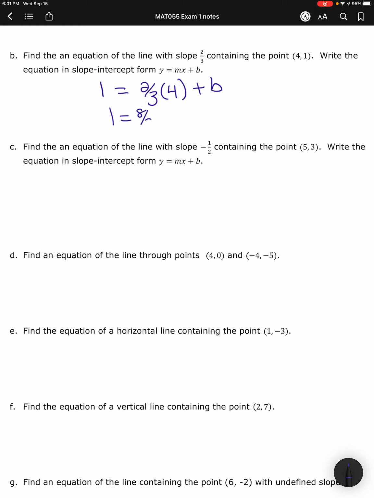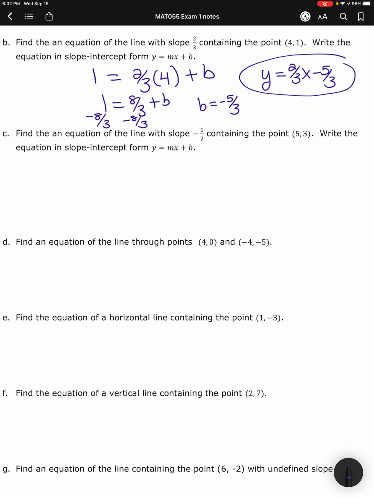So this is 1 equals 8/3 plus b, and I'll use my calculator to figure out what 1 minus 8/3 is. All right, my calculator says that it's -5/3. So b equals -5/3. And finally, we just have to write down the equation. So y = 2/3 x minus 5/3.